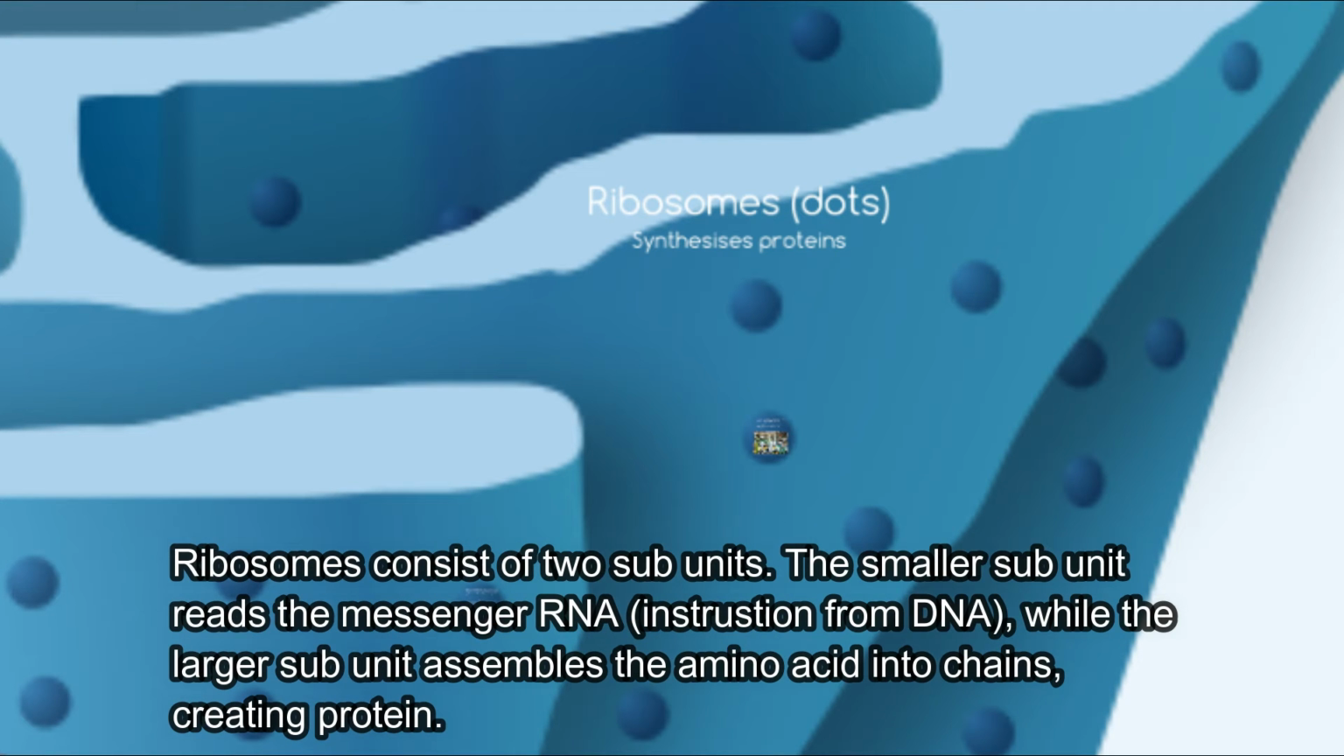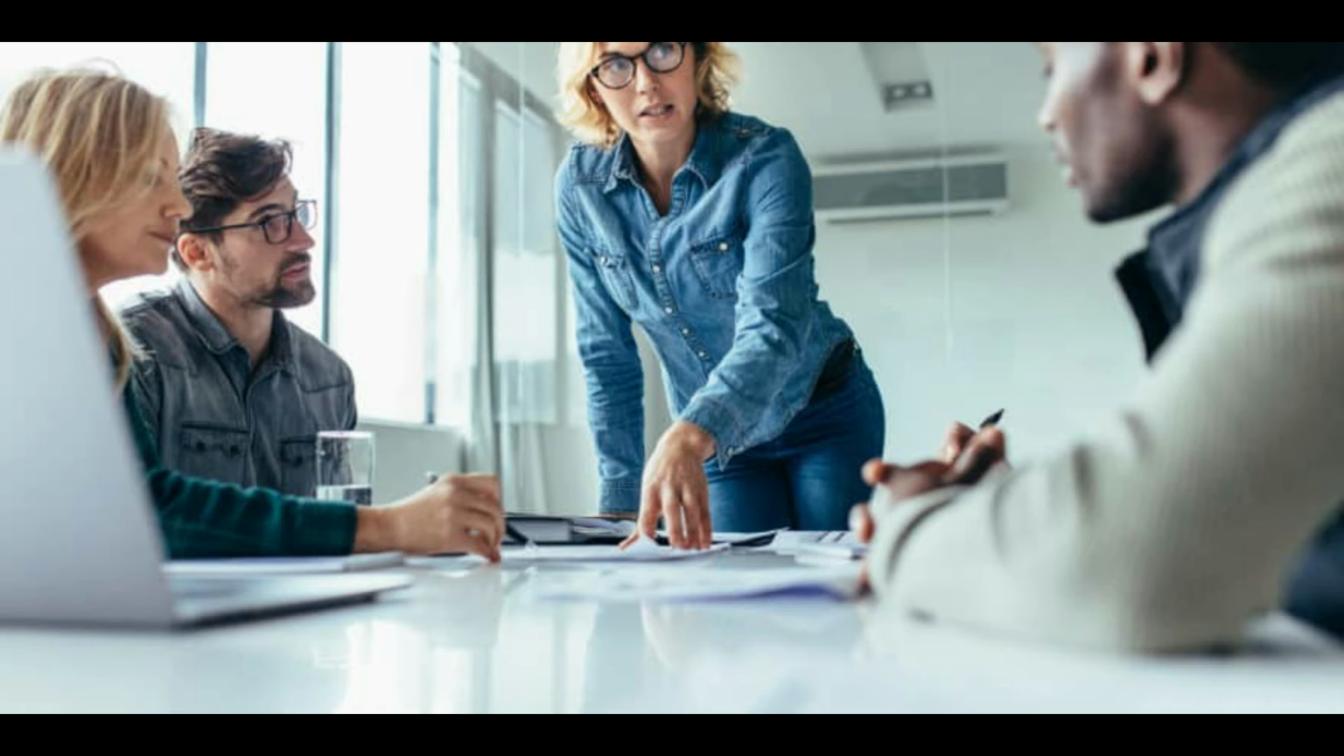Ribosomes consist of two subunits. The smaller subunit reads the messenger RNA instructions from DNA, while the larger subunit assembles the amino acids into chains, creating proteins. Ribosomes can be described as the employees. This is the example of it. They are the employees in the factory, the endoplasmic reticulum. The people that are creating the actual products, they are the ones who create the products.